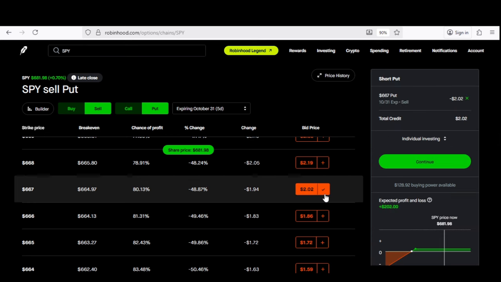$2.02 in the real world is going to work out to be $202. And that's simply because each option contract does contain 100 shares. So we're simply going to multiply the 2.02 by 100, and that's going to give us $200. Now, this is the first leg of this option strategy.